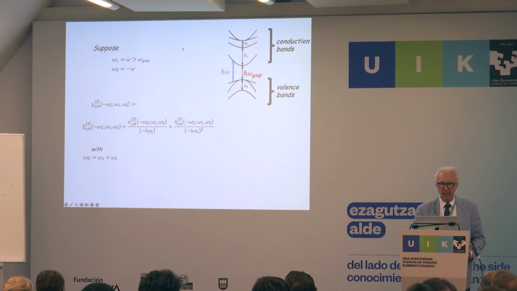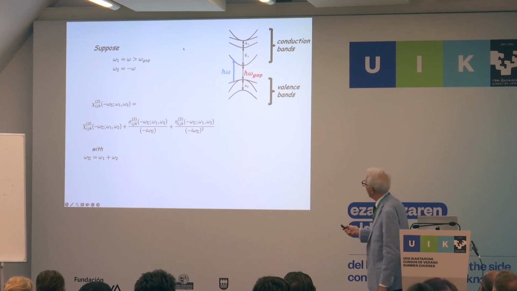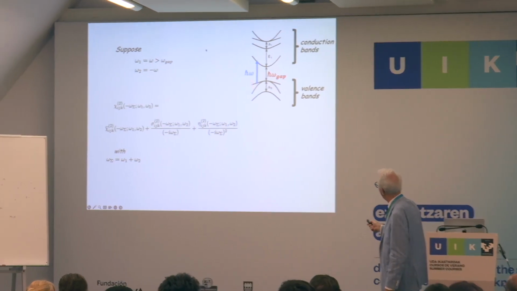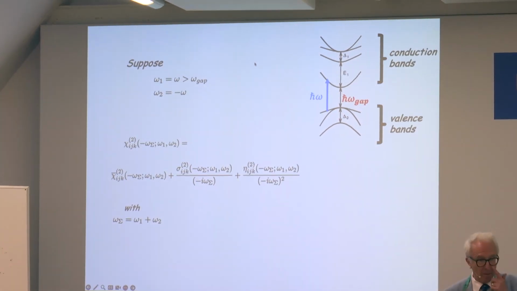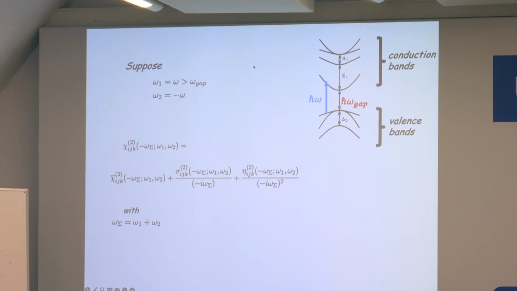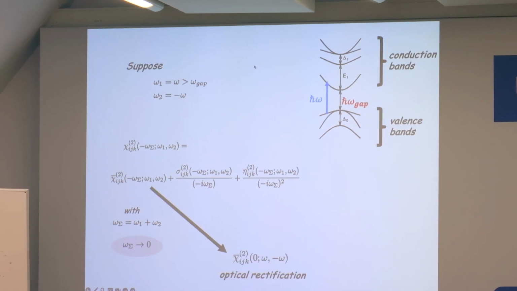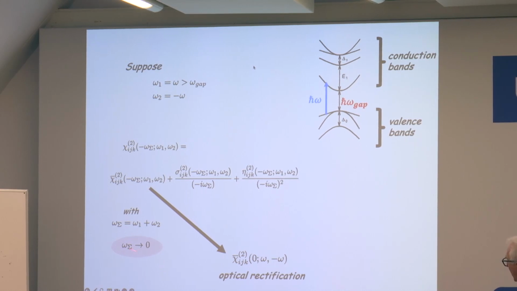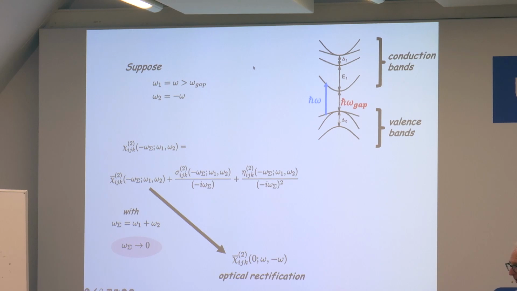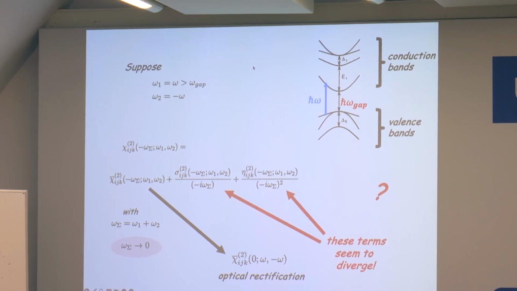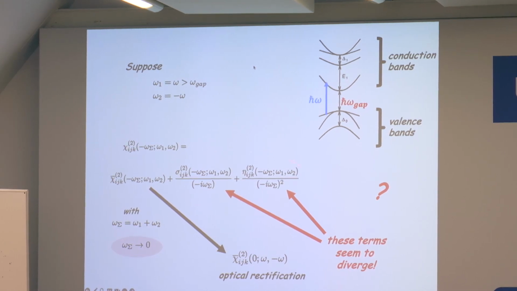So, let's look at a case where for omega 1, I'm going to use omega, which is above the gap. And for omega 2, I'm going to choose minus omega, just the star of E of omega. That means that omega sigma goes to 0. This term here is just optical rectification. That's not a problem. But what's going on here? If omega sigma goes to 0, these terms seem to diverge. So what's the story?